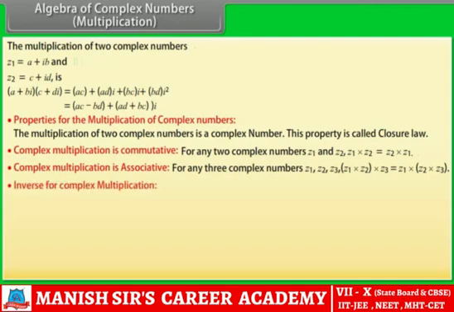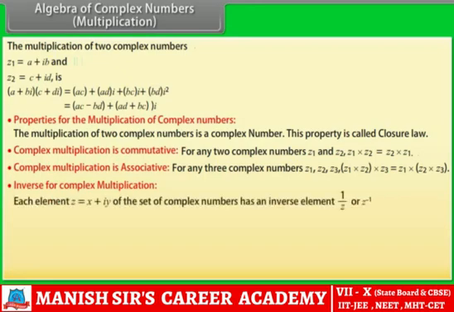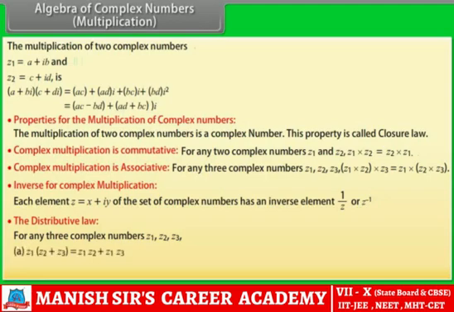Inverse for complex multiplication. Each element Z equal to x plus iota y of the set of complex numbers has an inverse element 1 by Z, or inverse of Z. The distributive law. For any three complex numbers Z1, Z2, Z3, Z1 into (Z2 plus Z3) is equal to Z1 into Z2 plus Z1 into Z3. (Z1 plus Z2) into Z3 is equal to Z1 into Z3 plus Z2 into Z3.